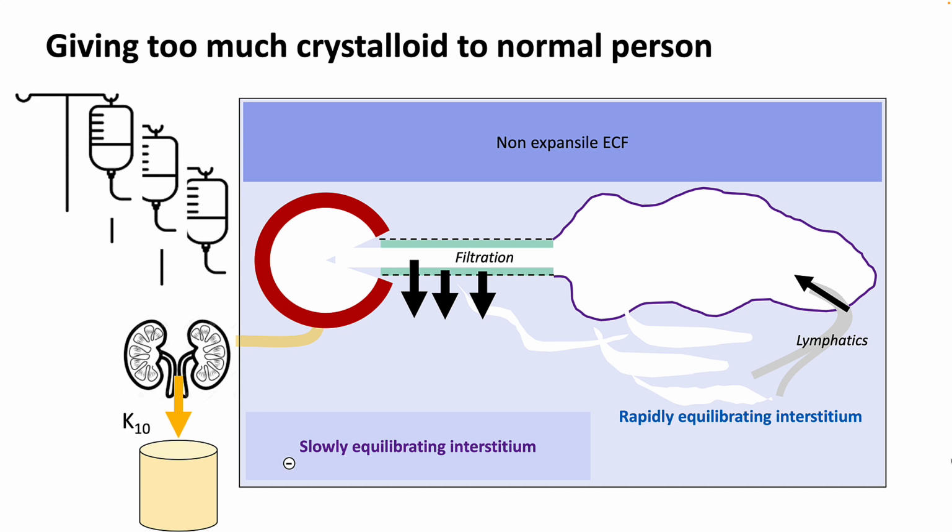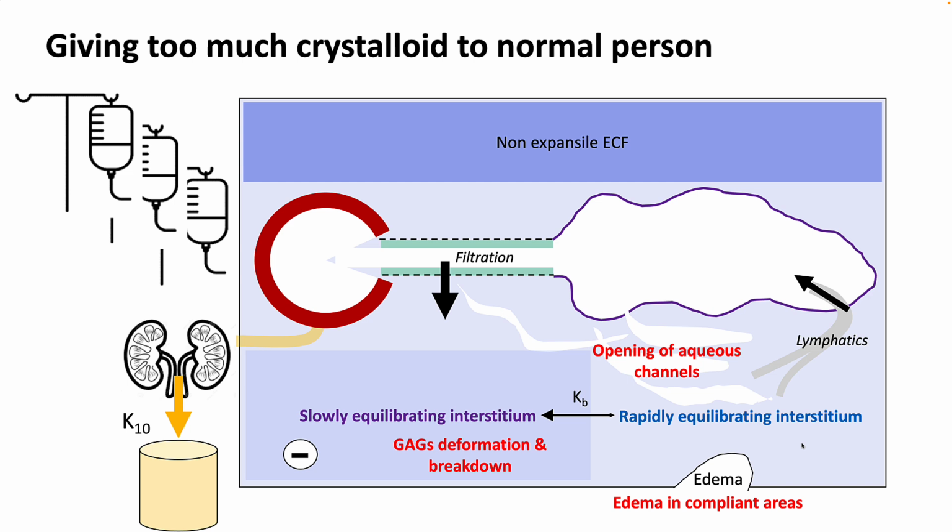Let's see what happens if you give too much fluid to this normal person. When you give too much fluid, the rate of filtration all of a sudden increases rapidly, and that results in opening of aqueous channels. Because of opening of aqueous channels, you might develop edema in the more compliant areas. When you give fluids too rapidly, this can result in glycosaminoglycan breakdown and deformation, resulting in more negative pressure in the gel phase and absorption of fluid from your aqueous phase into your gel phase.